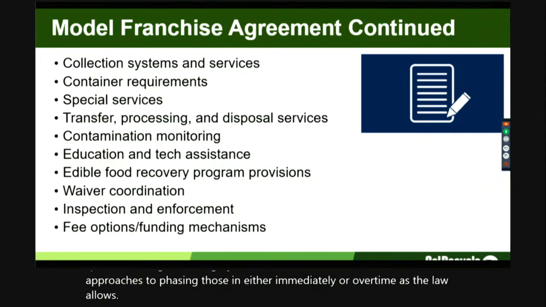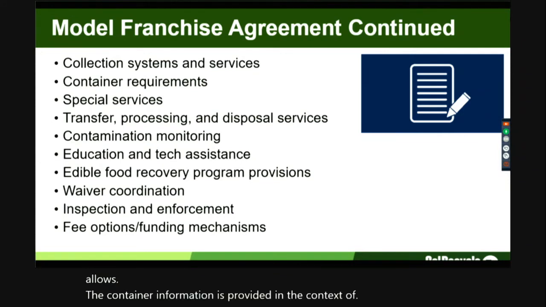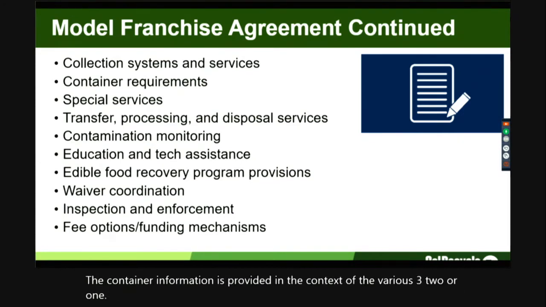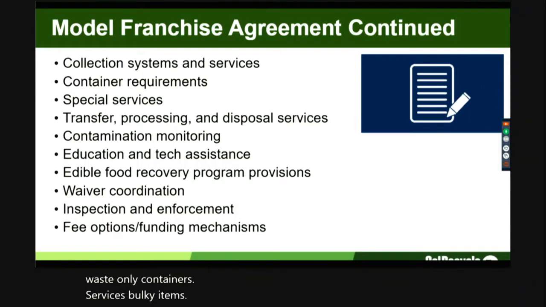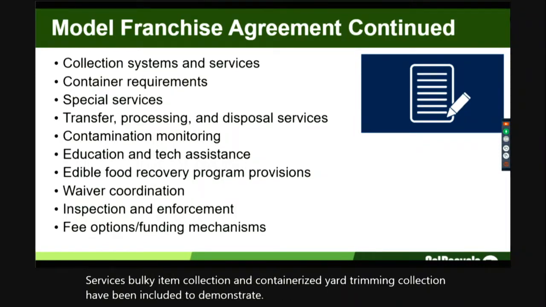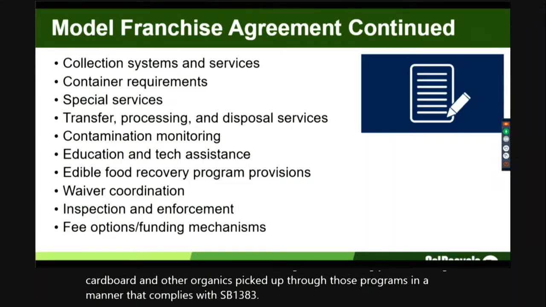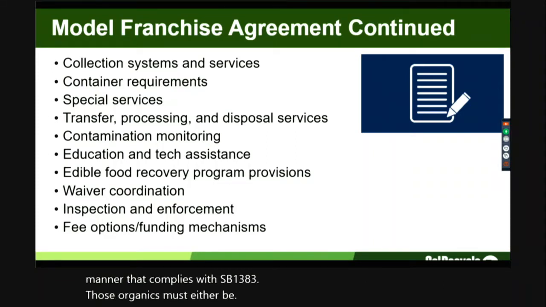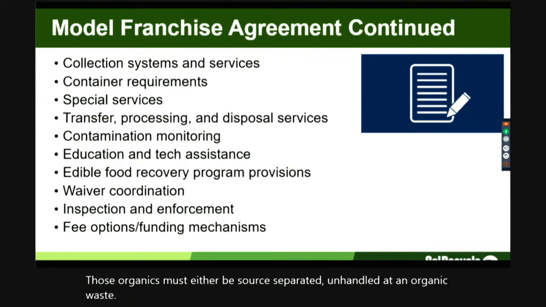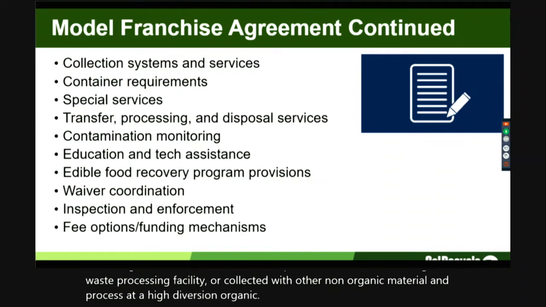The container information is provided in the context of the various 3, 2, or 1 container systems, and in terms of colors for split containers and food waste only containers. Services like bulky item collection and uncontainerized yard trimming collection have been included to demonstrate strategies for handling yard trimmings, cardboard, and other organics picked up through those programs in a manner that complies with SB 1383. Those organics must either be source separated and handled at an organic waste processing facility or collected with other non-organic material and processed at a high diversion organic waste processing facility.